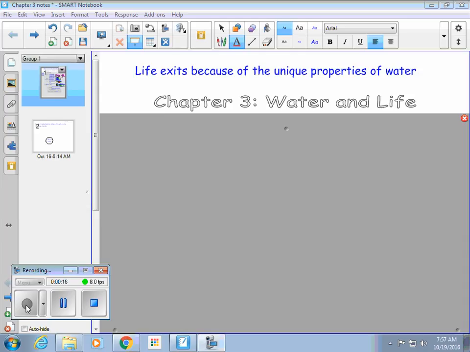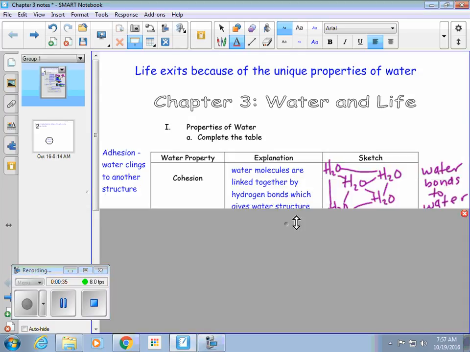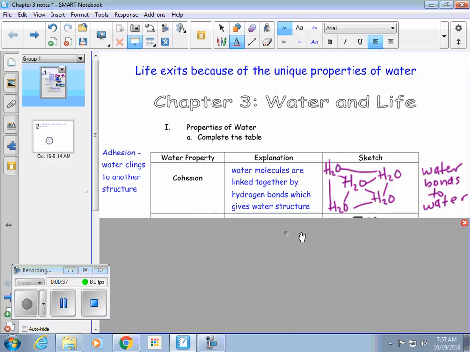So let's get started. I'm on page 7 in your biochemistry packet, and the most important thing that we need to come away from this lesson is that life exists because of these unique properties of water. There are 4 main properties of water that I want to talk about today. For each one, I have an explanation, and then I have a little picture that might help you visual learners make more sense of that.